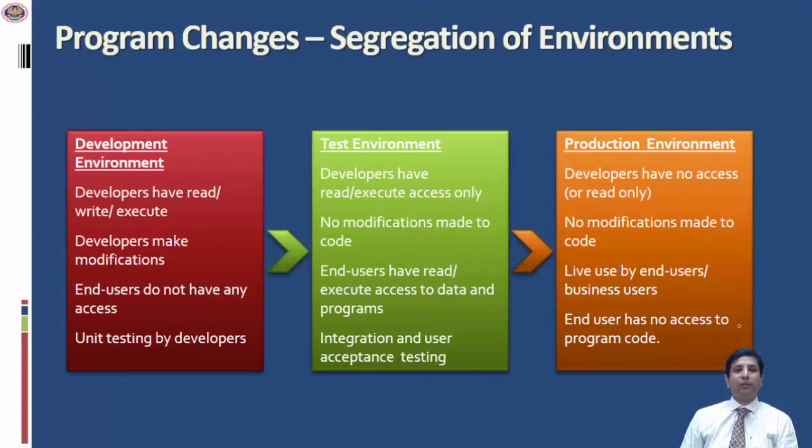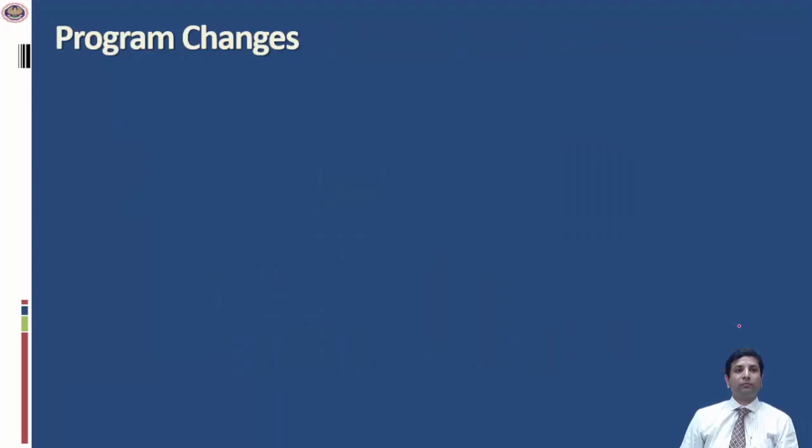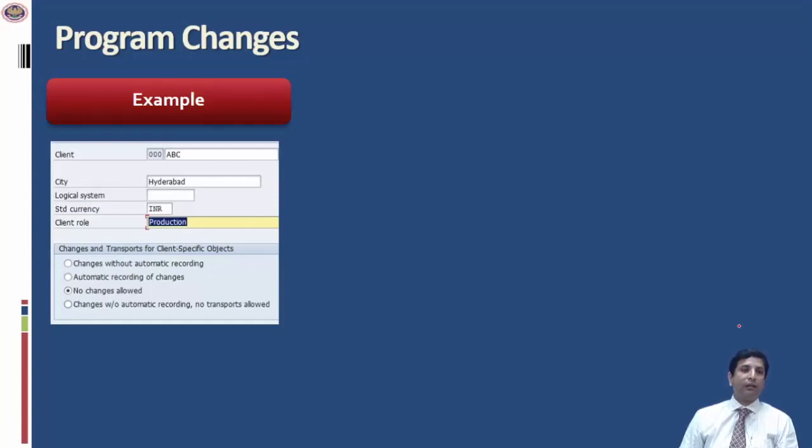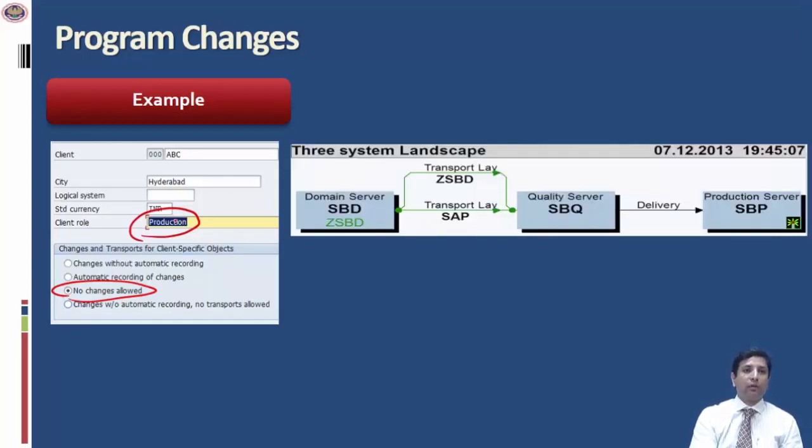Now let us see an example of how this is implemented in a real life situation. Here we can see an example of one of the popular ERPs where the client has not allowed any changes in the production environment. As you can see, this is a production environment and no changes are allowed to the system in the production environment. And here we can see the layout of the system of the various environments.